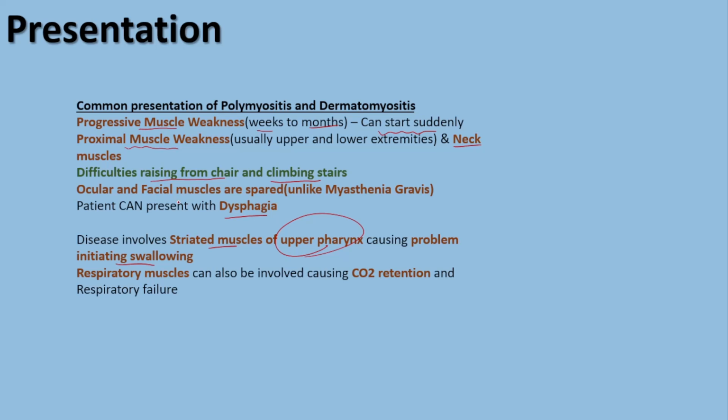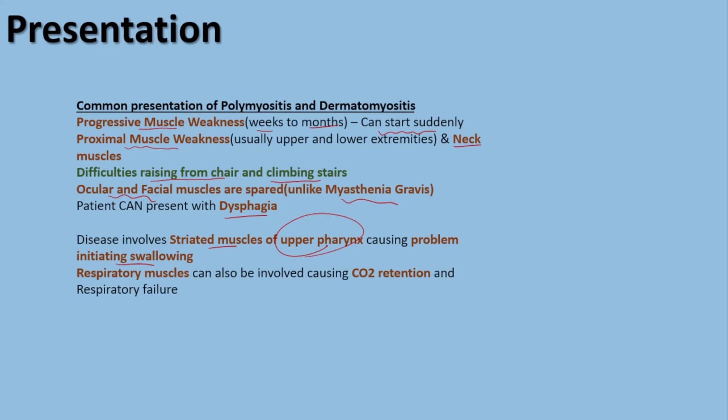But note that the ocular and facial muscles are going to be spared, and this is unlike myasthenia gravis, which gives the presentation of ptosis and also facial muscle weakness. So this is a very important difference between dermatomyositis, polymyositis, and myasthenia gravis.